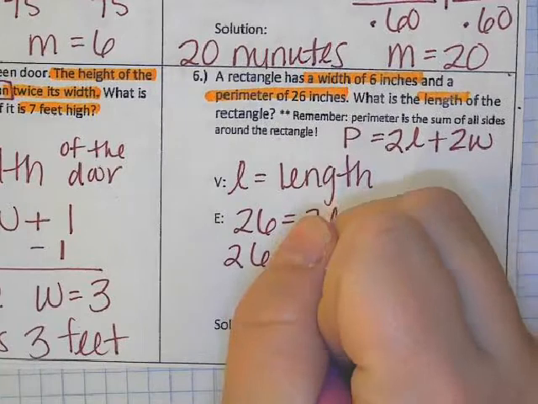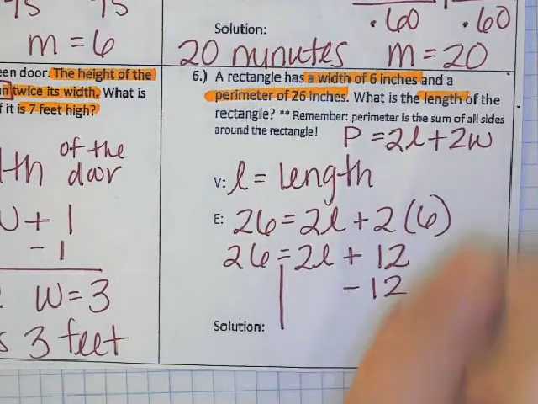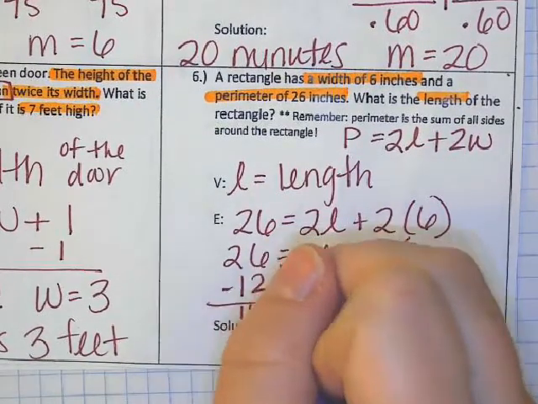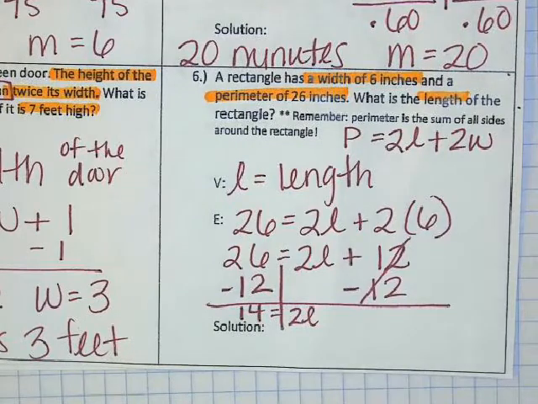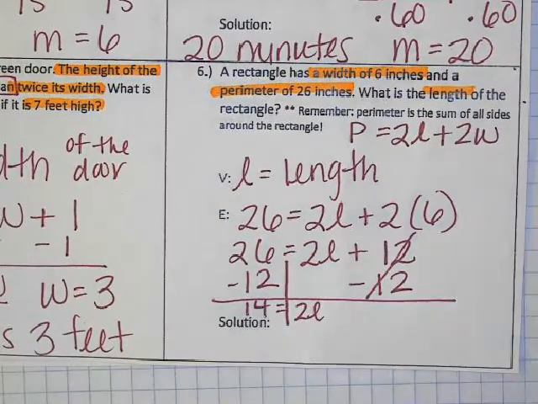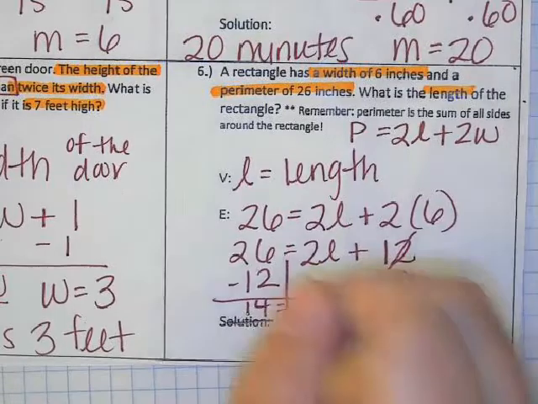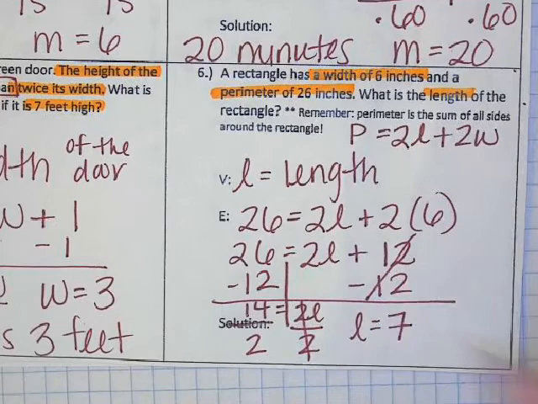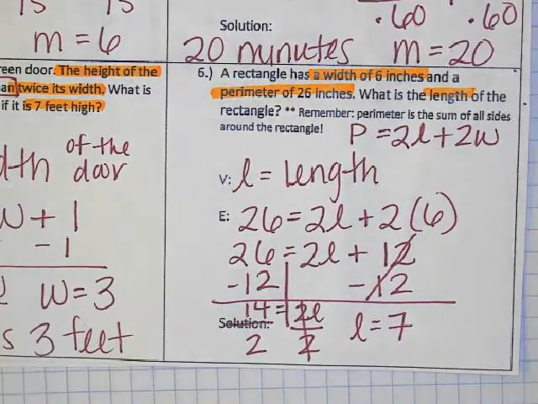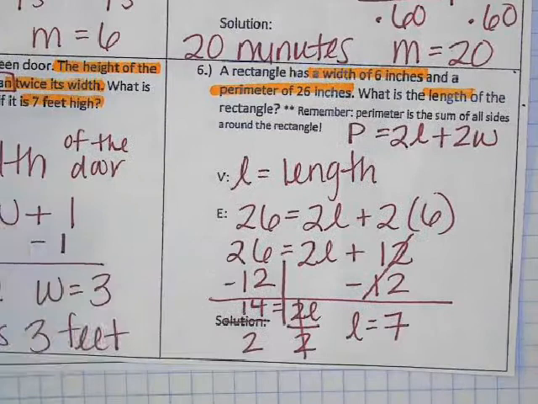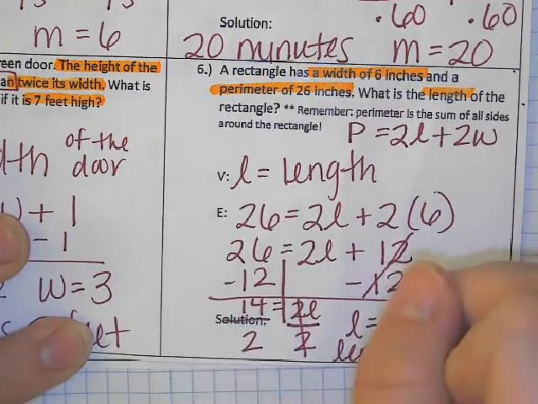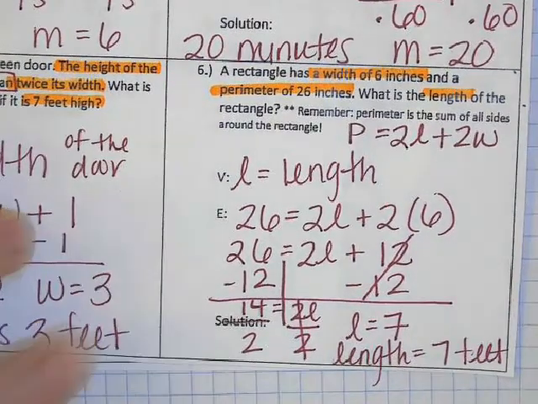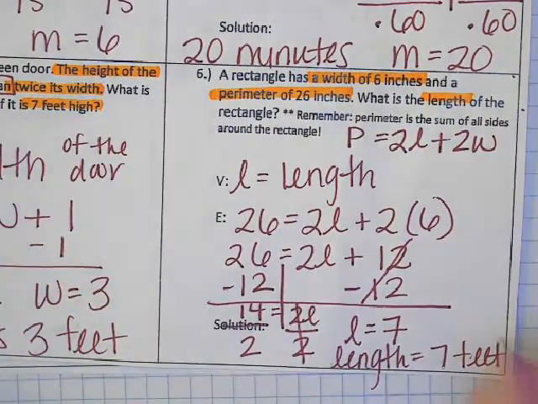Now we've simplified it so that we can continue to solve. Draw a line from your equal sign. I'm going to subtract 12 from each side, leaving me with 2L equals 14. Now that I want to get L by itself, I'm going to divide each side by 2, canceling it out, and L equals 7. Again, make sure you're telling yourself, what is it? What is the length of the rectangle? The length equals 7 feet. Oh, inches. Make sure you're looking at the right unit.